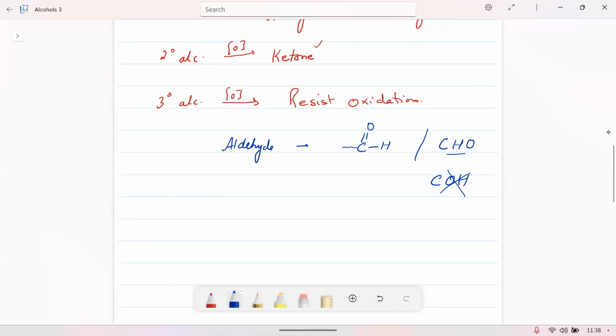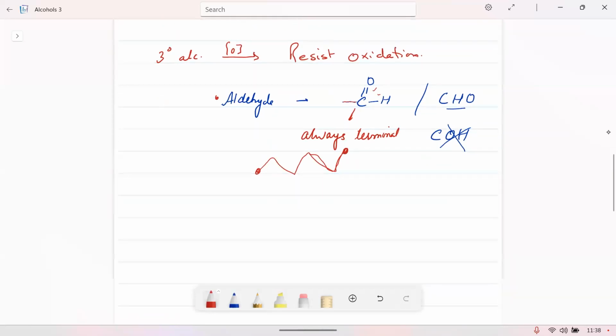That means more carbon will be on the left side. The importance of this functional group is that it is always terminal. That means it will never be in the middle. For example, if you have a hydrocarbon chain or organic compound, the aldehyde group will be either at this end or at this end. It cannot come in between. Why? As you can see, carbon has 4 valencies. It is already using 3 valencies. Only 1 valency is left. So it can extend on only one side.